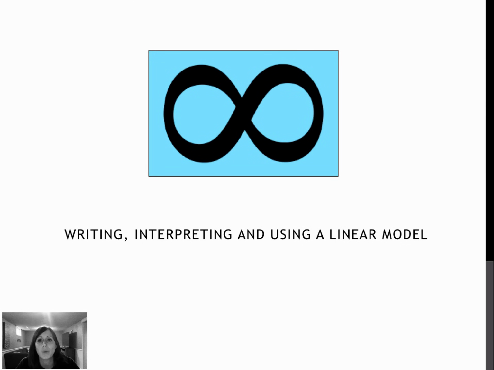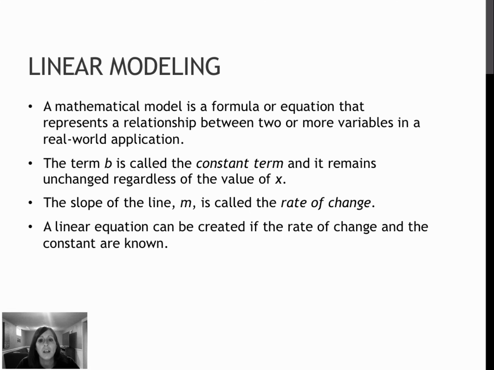This lesson is on writing, interpreting, and using a linear model. So essentially, we're going to have story problems, and we are going to create an equation to help us solve the story problem, and it's going to have several parts. So it's still going to end up in our y equals mx plus b form, our slope-intercept form.